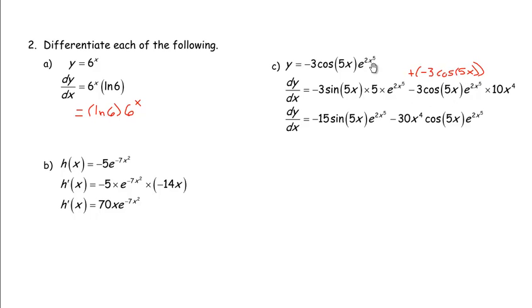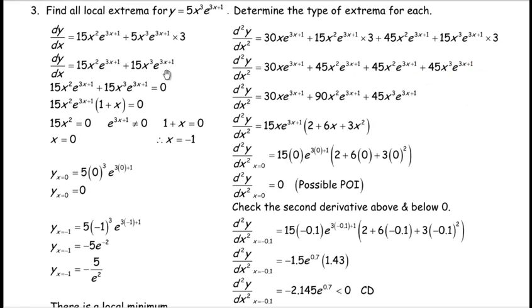And then we've got to multiply that by the derivative of the second function. So e to the 2x to the fifth would be e to the 2x to the fifth times the derivative of the exponent. So that would be 10x to the fourth. So there's the 10x to the fourth. And so just to simplify this a little bit, I'll multiply the 5 by the negative 3 to give us negative 15, and then sine 5x e to the 2x to the fifth. And then I'll multiply the negative 3 by the 10x to the fourth. So negative 30x to the fourth, and then my cosine function and the power of e function. And that's the end of it.